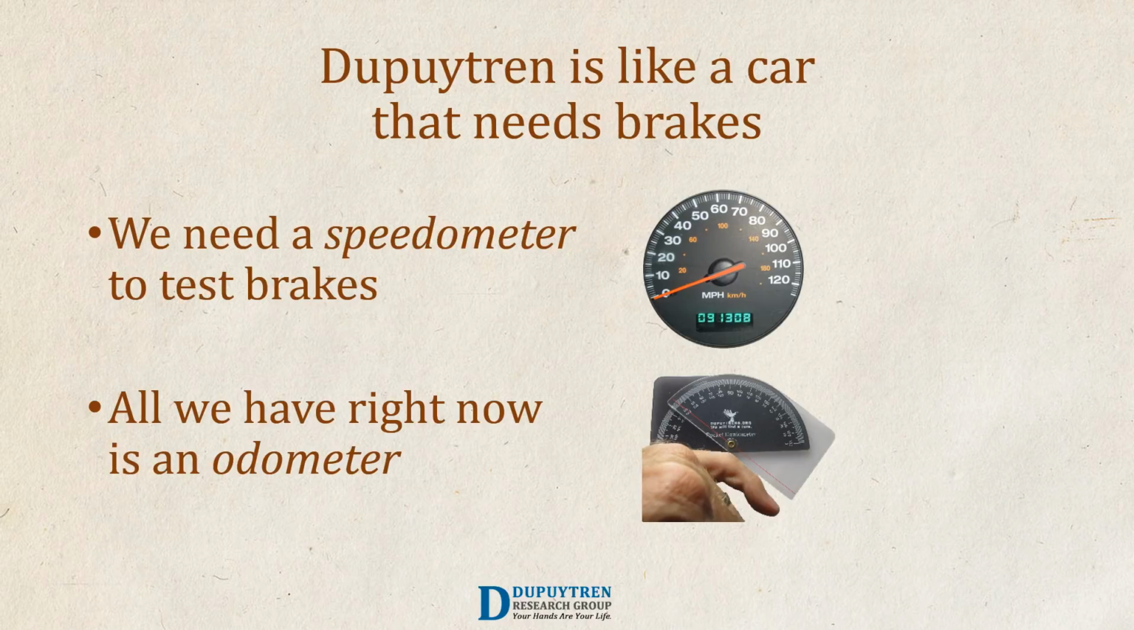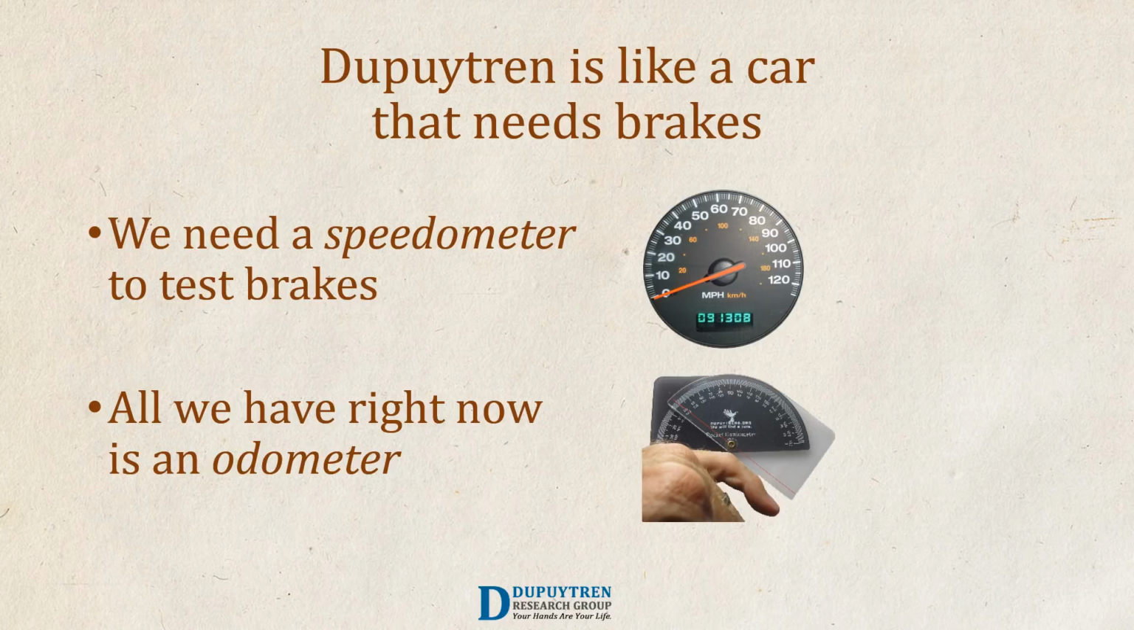In this respect, Dupuytren is like a car that needs brakes. We need something to slow down and stop the progression of disease. If you wanted to get brakes for your car, if you wanted to compare which brakes are the best to see which ones work and which ones don't, the tool that you'd need to have for that is a speedometer. If you really wanted to do it accurately, you'd have to be able to measure how fast you're going and measure what happens when you put on the brakes. But we don't have a speedometer for Dupuytren disease.